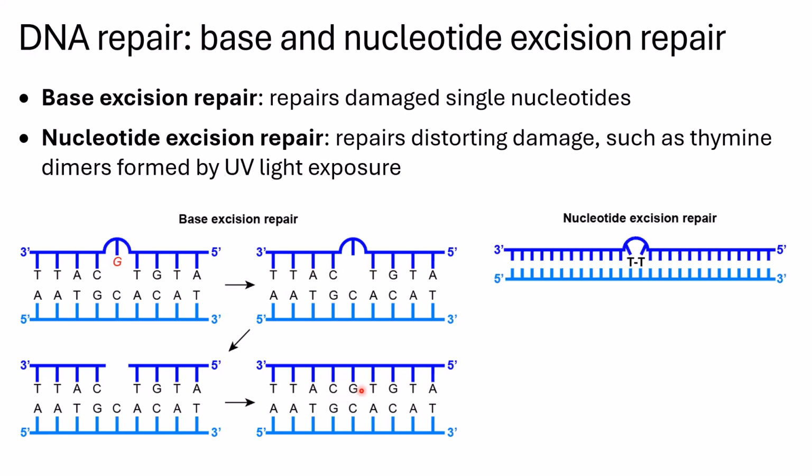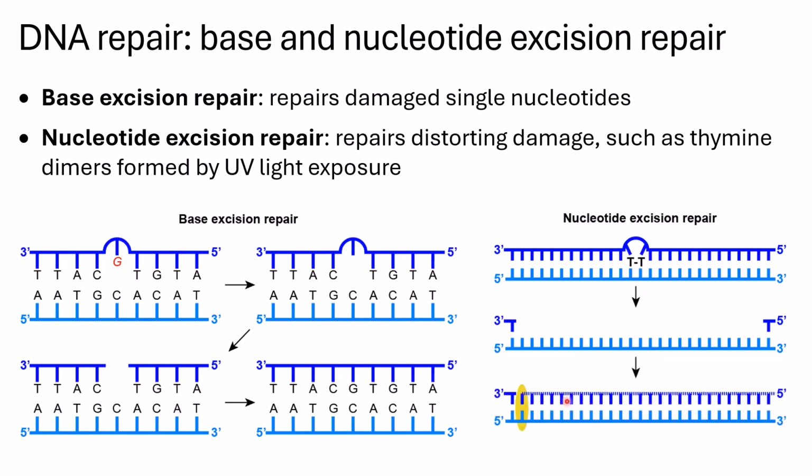Nucleotide excision repair is used for slightly bigger damage that distorts the double helix, such as two thymines next to each other that get bonded by UV light, creating thymine dimers. This type of damage is repaired by removing a chunk of the DNA that contains the damage, then filling the chunk back in using DNA polymerase and ligase.